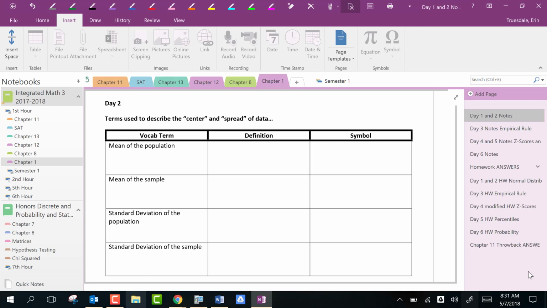Okay, we're going to move on to day 2, which is a lot of vocab. Kind of conceptual today. You lost your note packet already. There's extras in the bin. Okay.